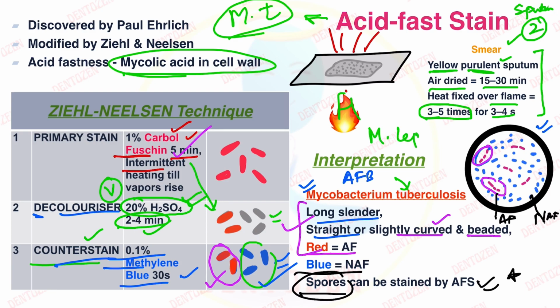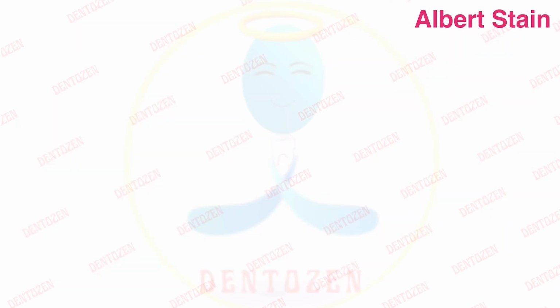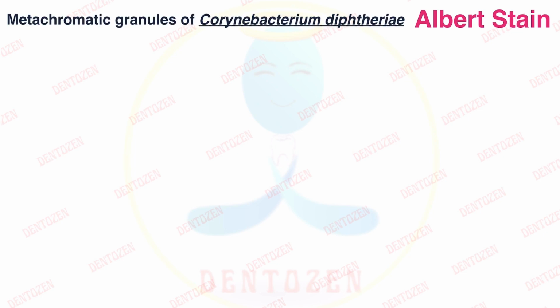So for Mycobacterium tuberculosis, 20% sulfuric acid is used as decolorizer. For Mycobacterium leprae, we can use 5% sulfuric acid, but we have to use sulfuric acid. Remember that can be an important viva question. Now we come to the Albert stain, that is used to see metachromatic granules of Corynebacterium diphtheriae.